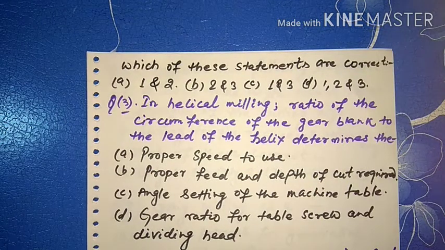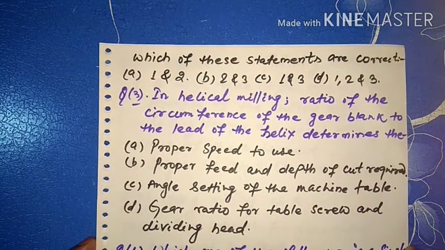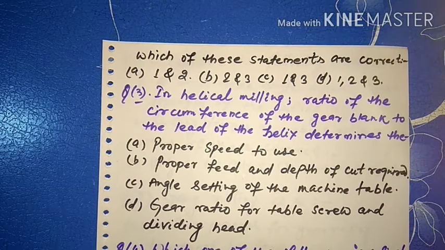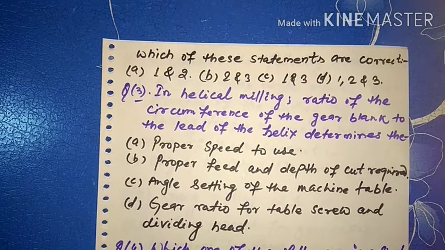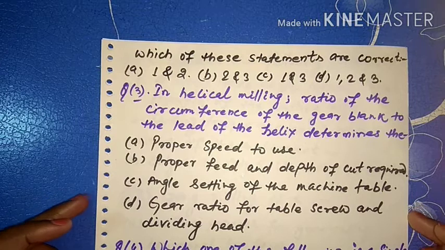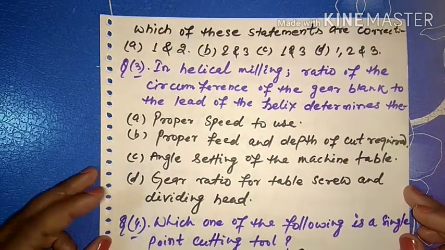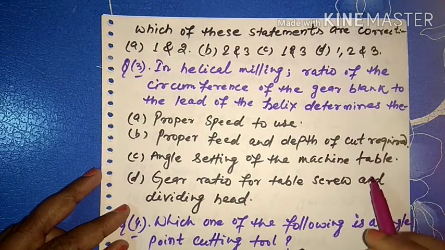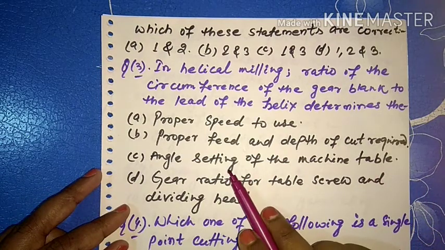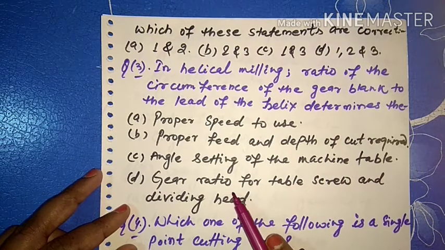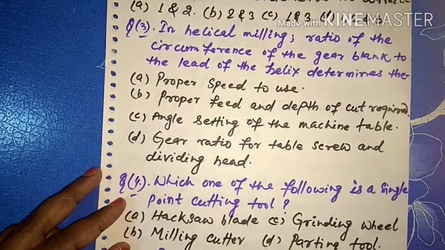Now next question is, in helical milling ratio of the circumference of the gear blank to the lead of the helix determines the first, proper speed to use, second, proper feed and depth of cut required, option C is angle setting of the machine table, and option D is gear ratio for table screw and dividing head.